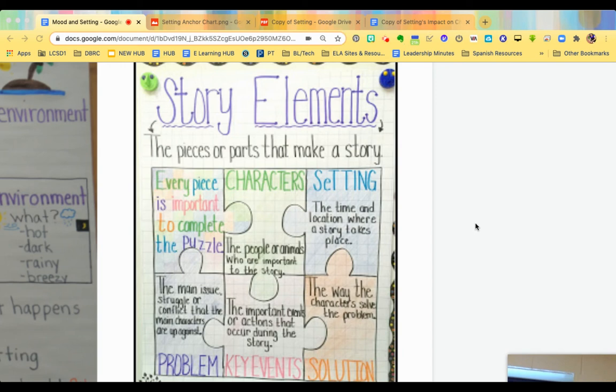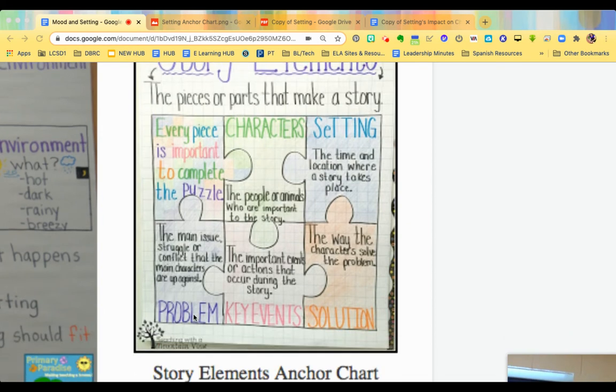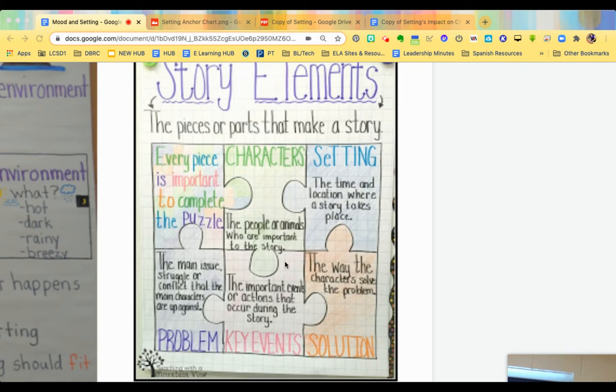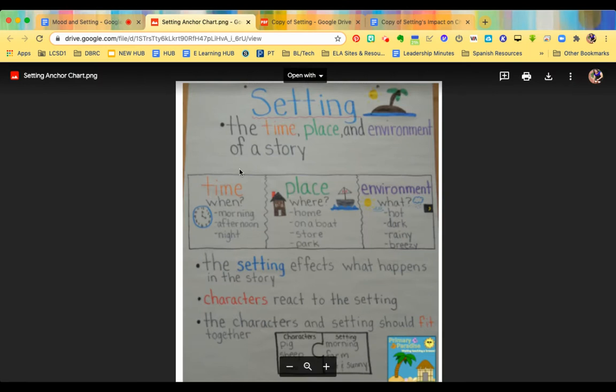So, when we look at the things that go into making a story, we want to look at things like characters, setting, the problem, the key main events, and the solution or the resolution to the story. So, in the beginning, we learn about the characters, so who is involved in the story, and we also learn about the setting. So, let's think about setting.